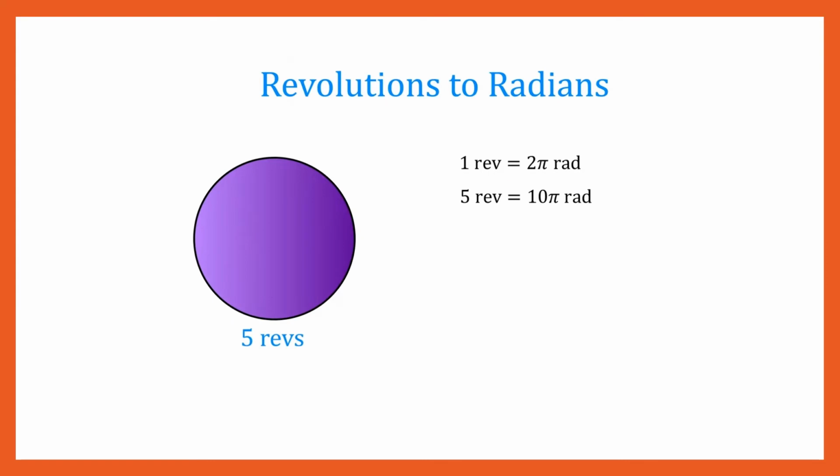In other problem examples, revolutions to radians. In some problems, instead of rad per second, we're given values in revolutions. So we might say it spins 5 revolutions. Remember that 1 revolution is equal to 2 pi rad. So 2 pi times 5 revolutions is equal to 10 pi rad.